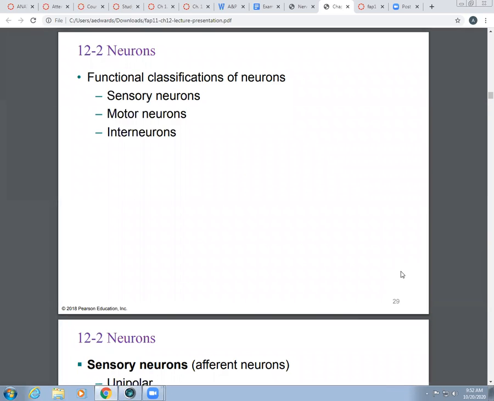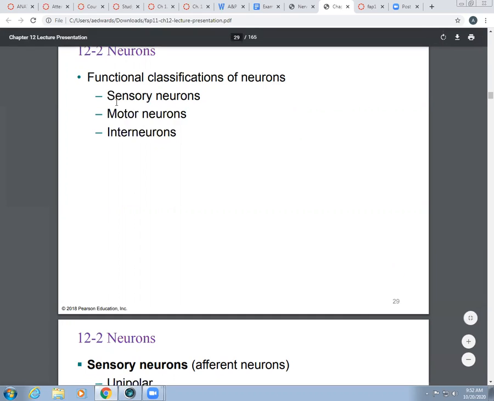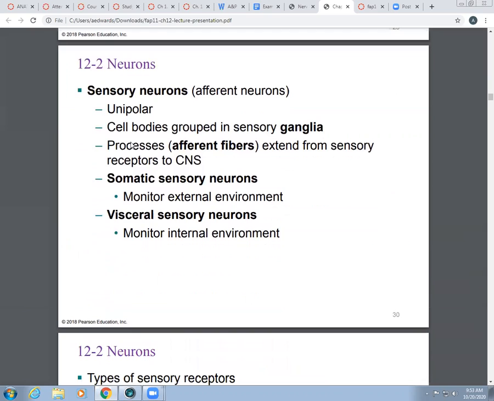Okay, so that was the structural classification of neurons. Let's talk about functional classification of neurons. So we have sensory neurons, motor neurons, and interneurons based on function. Sensory neurons are afferent, okay, because they're sensory. They're typically unipolar. And so their processes, known as afferent fibers, are going to go from the sensory receptors somewhere in your body to the central nervous system.